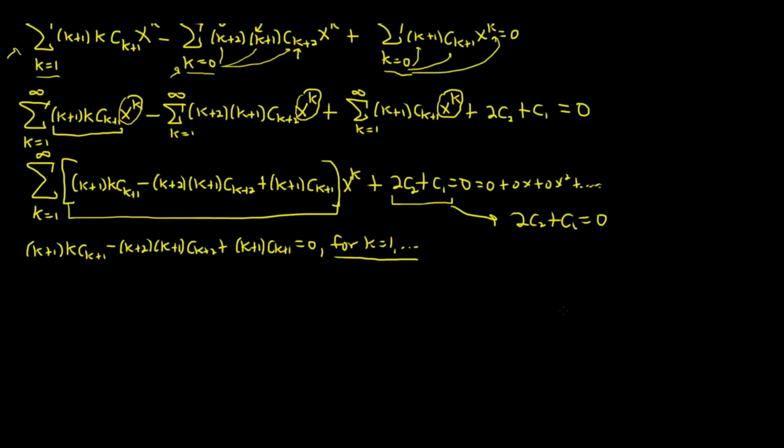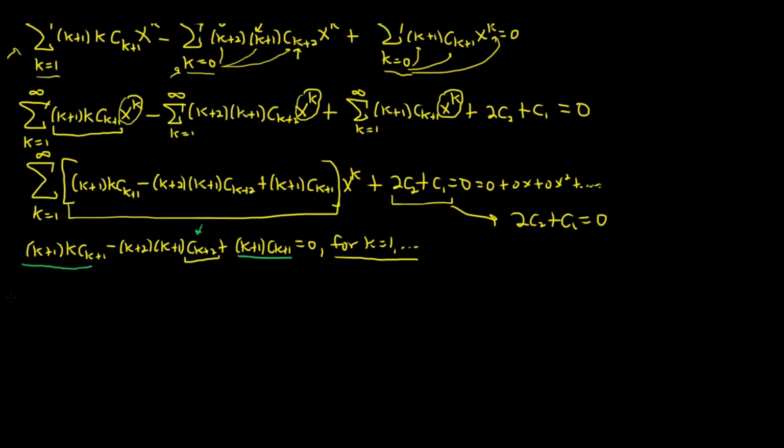All right. So now what we do is we always solve for the one with the highest subscript. So in this case, that would be c sub k plus 2. I'm going to switch colors here. I'm going to go back to green. So we're solving for this one, okay? So I'm going to subtract these away.